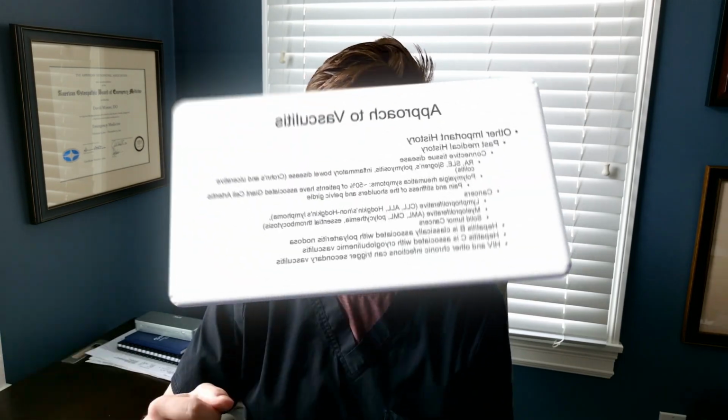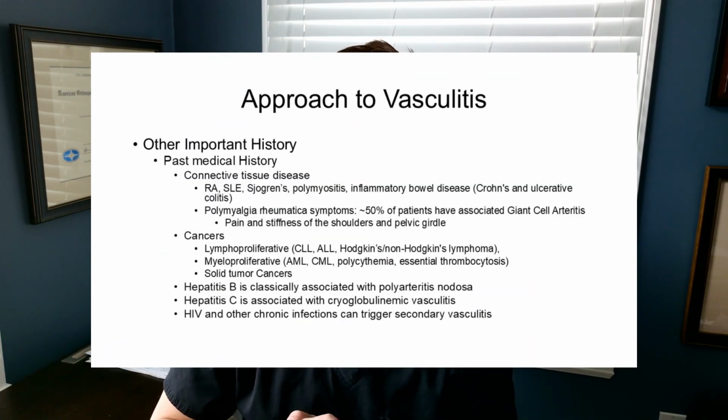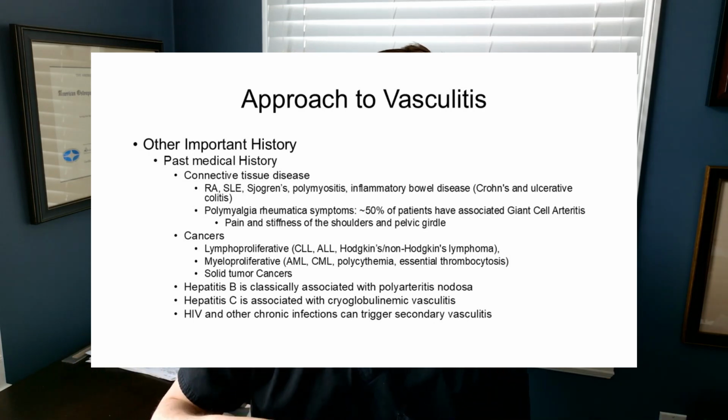Other past medical history we should look at: does the patient already have an autoimmune disease? So do they have RA, SLE? Do they have Sjogren's? Do they have polymyositis? Do they already have Crohn's disease or ulcerative colitis?